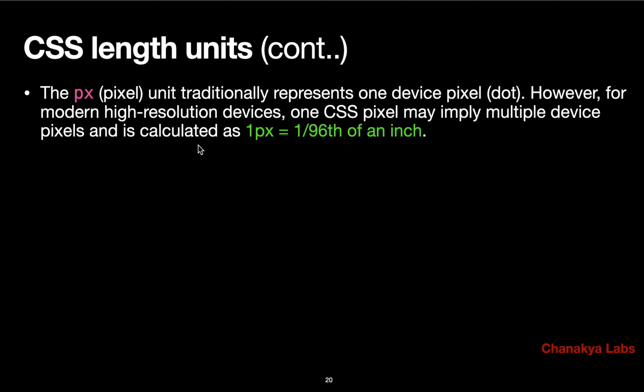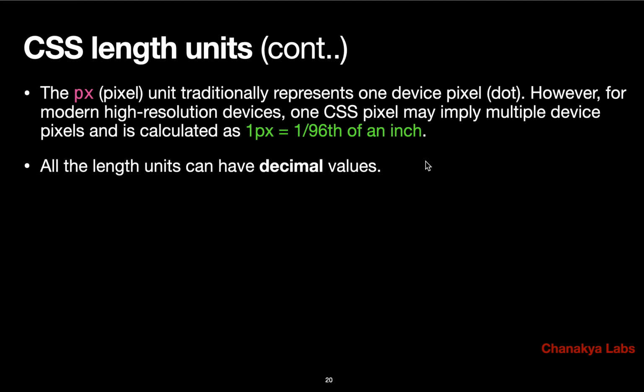So actually the modern definition is that 1 by 96th of an inch. Let's say this is a screen, so take 1 inch, and 1 by 96th of that is 1 pixel, which means that 96 pixels will make 1 inch. Okay, so that is the length.